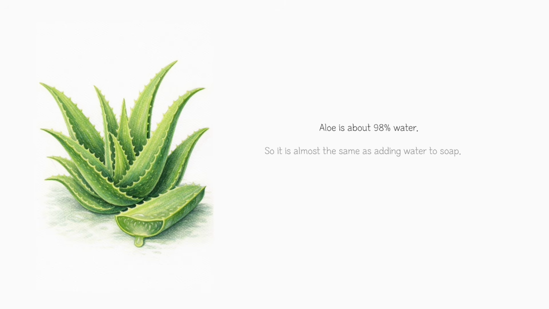Aloe is about 98% water, so it is almost the same as adding water to soap. Although aloe is known for its soothing effect, its structure breaks down in alkaline conditions. Beer contains carbonation and alcohol, so this must be removed before use. The small amount of sugar and protein does not remain effectively.